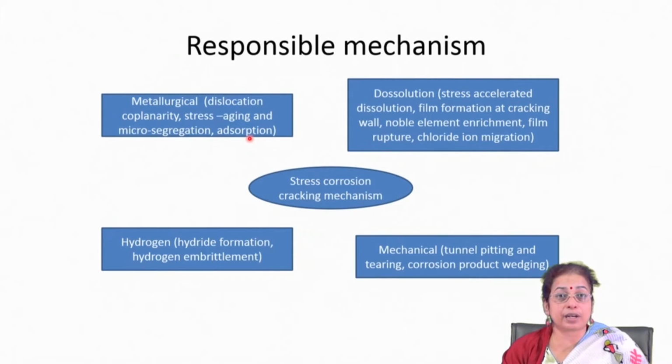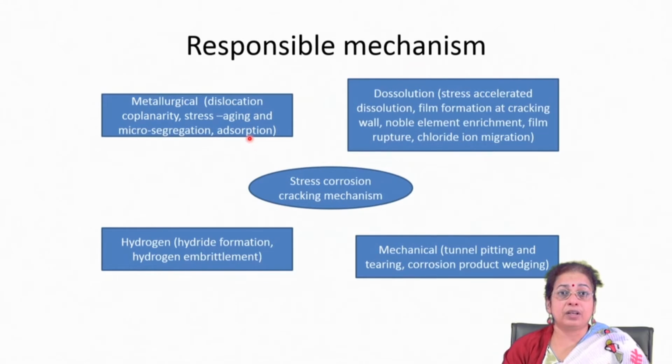Then hydrogen also can assist stress corrosion cracking, particularly in those cases which are strong hydride formers, like titanium. If hydride formation is there, then naturally there is embrittlement of the surface. Along the embrittled surface, crack initiation and propagation will occur at a much faster rate. Dissolution also is a main phenomenon.